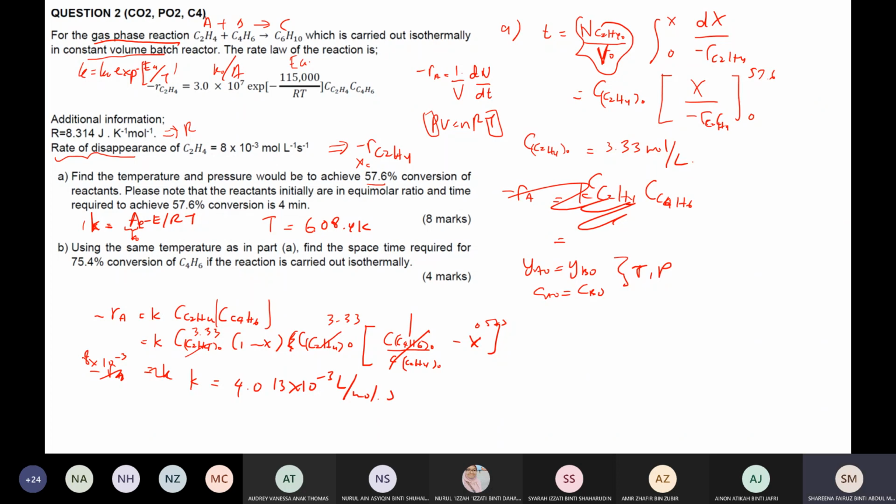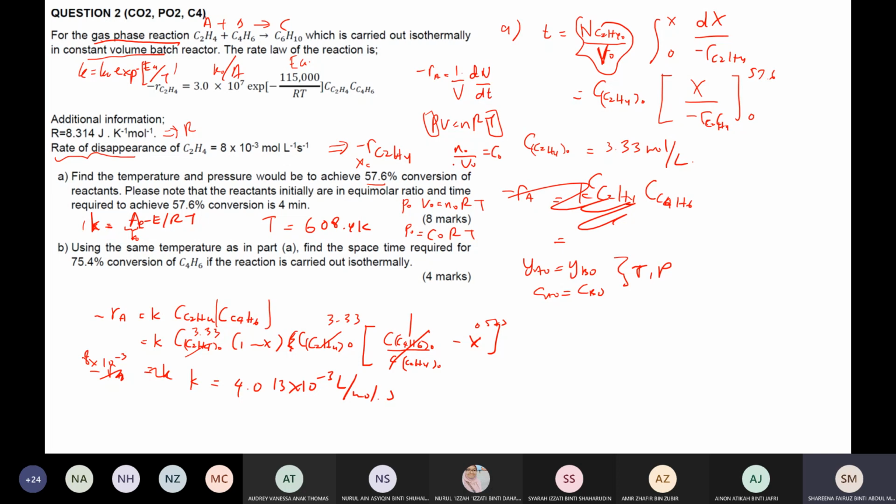And then another one, we have a P naught. Macam mana dapat pula P naught? So P naught is equal to N naught RT. So we have P naught is equal to C naught RT sebab N over V naught is equal to C naught.